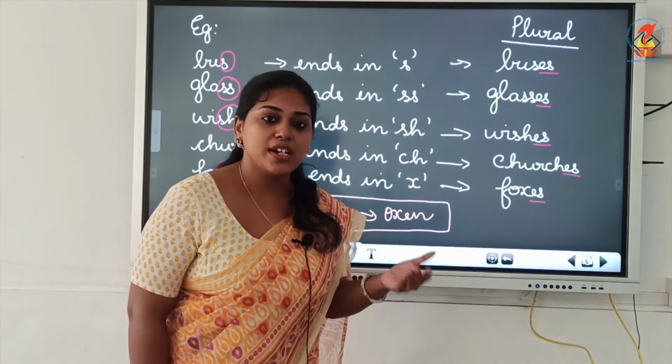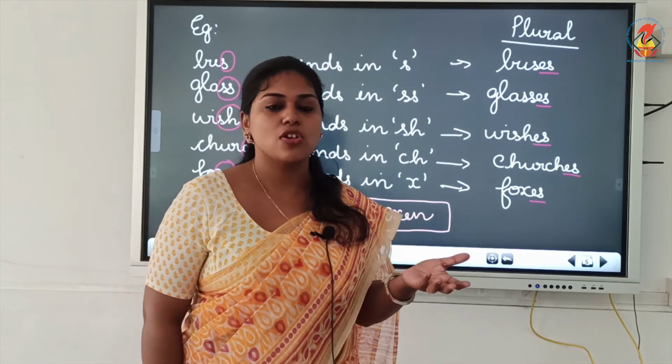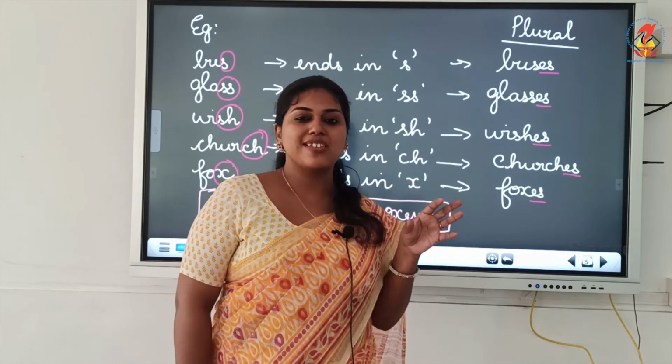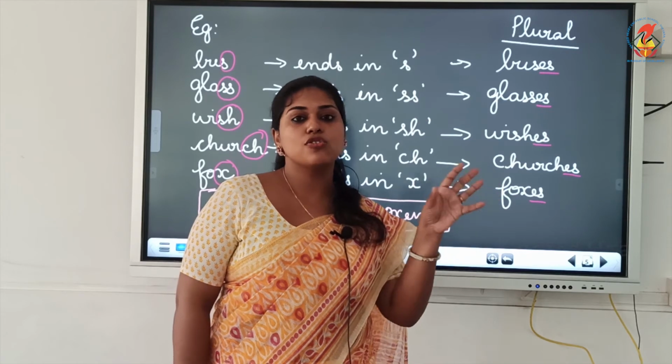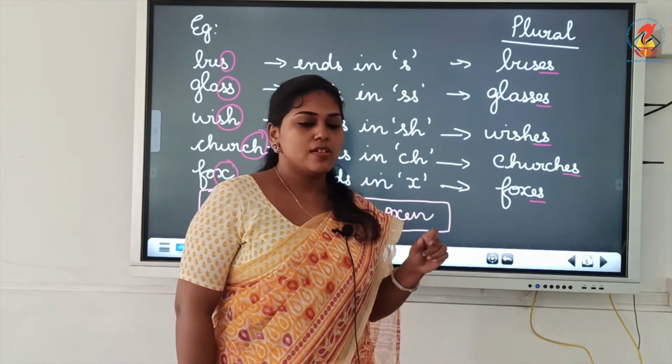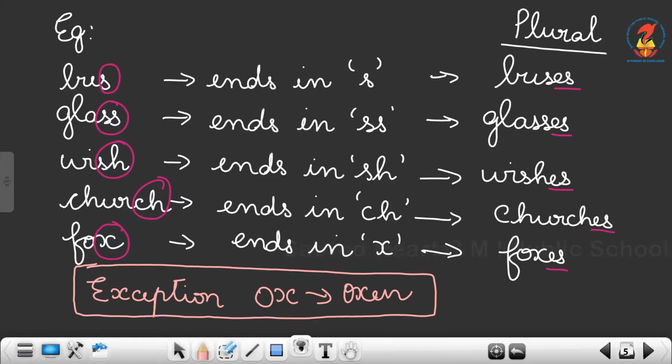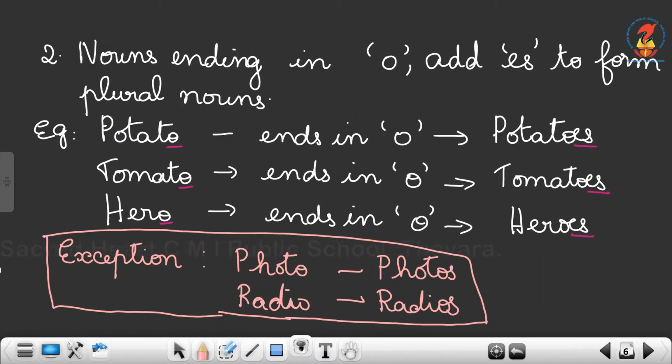You will learn different exceptions. Whenever we learn grammar topics, we will have some exceptions to keep in mind, which do not get included in the rules that we learn. So, here the exception is for the word ox. The plural form of ox is oxen. Okay, children, did you understand? Shall we move on to the next rule?